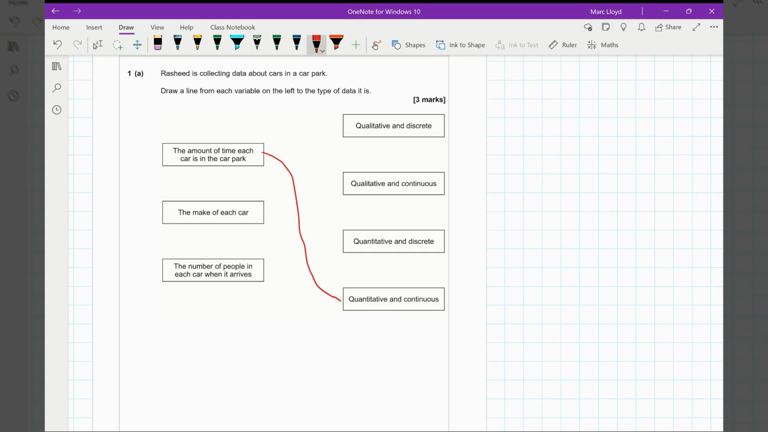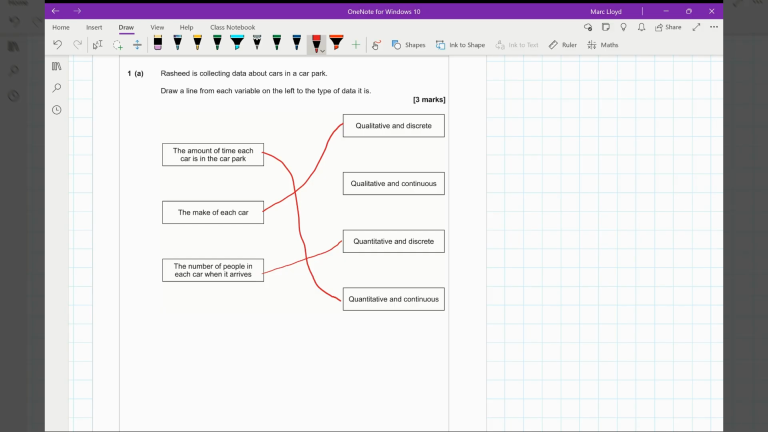The make of each car. Now, the make will be a word, which makes it qualitative, and it's also discrete, like so. And then finally, the number of people in each car when it arrives. So that's a number, that's going to be quantitative, and people, we don't tend to count half people, quarter people, etc. So that's going to be a discrete value.